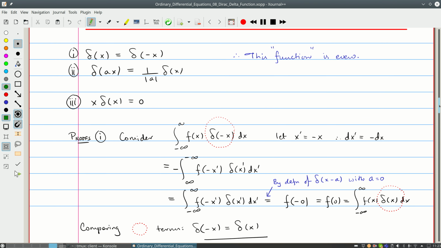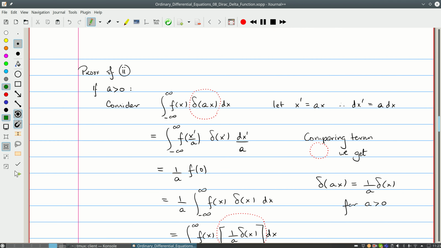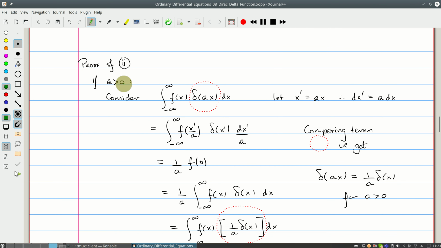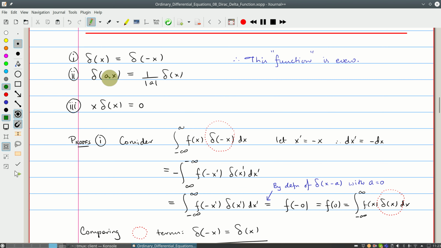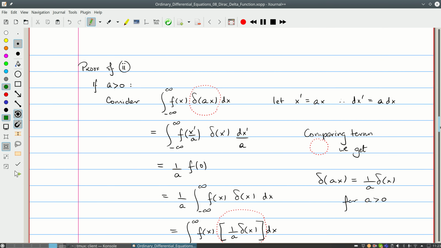Let's now prove the second result. Same way. We first make a choice: we let a be greater than 0. And now we start off again with what do we want to show? We want to show that delta of ax is equal to 1 over modulus of a times delta of x. Let's start with delta of ax. So the integral from minus infinity to infinity of f of x delta of ax dx. Well, how do we handle that?